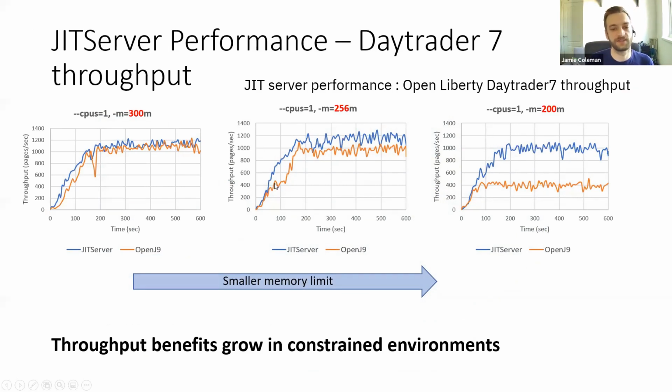256 meg. As you can see, OpenJ9, the normal application server, its throughput is going down. We can strain that to 200 meg, and all of a sudden it drops significantly, whereas with the JIT server enabled, it's still doing pretty well.